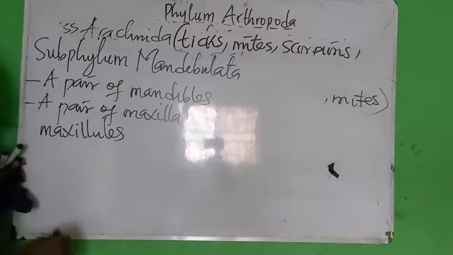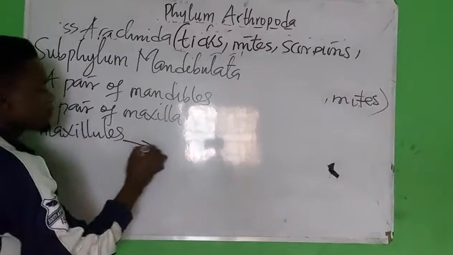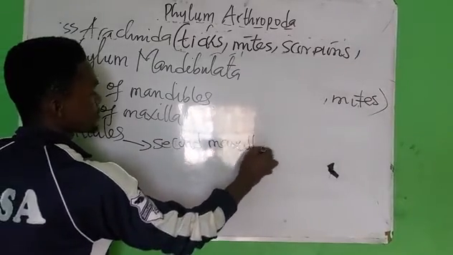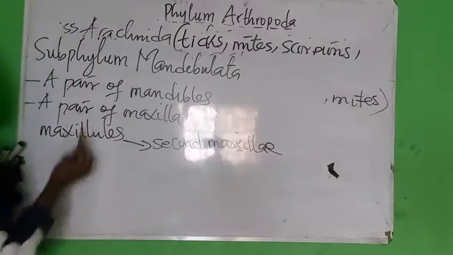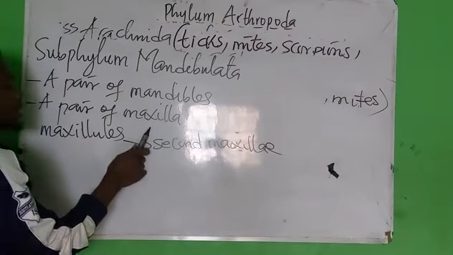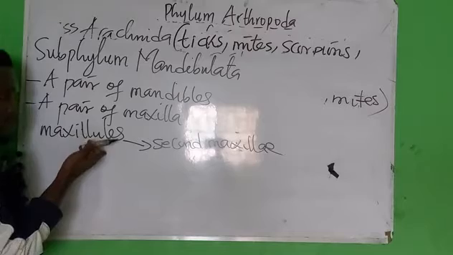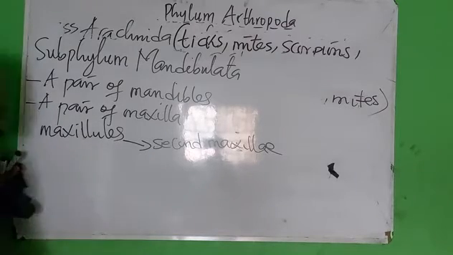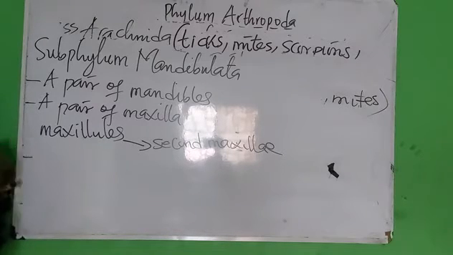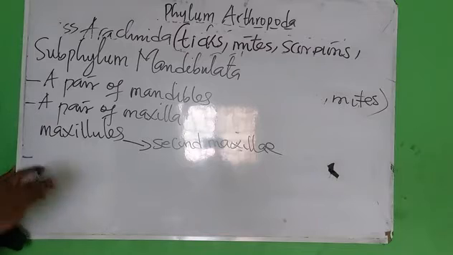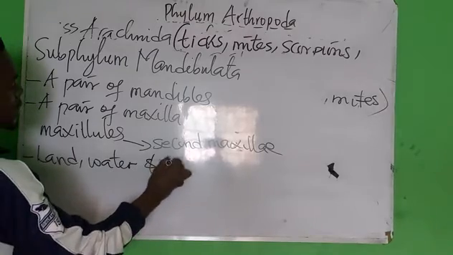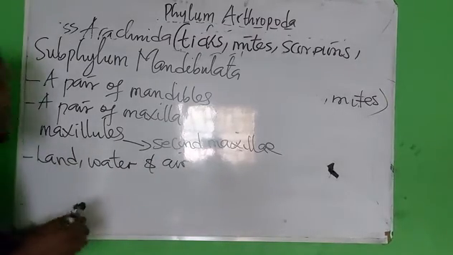They have a pair of maxillae, and some have a second pair of maxillae. They have a pair of mandibles, hence they are found under subphylum Mandibulata. Take note that these organisms are highly diversified, and they are found in land, water, and air.